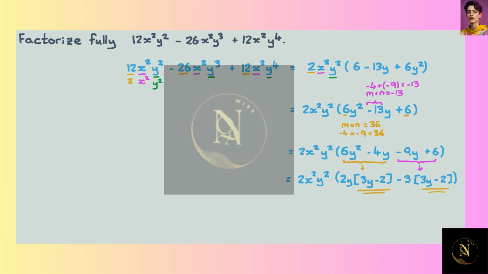We now want to take out the shared factor of 3y minus 2. This gives us the following expression. There are no shared factors in the terms of the linear factors, so we cannot factor any further. Hence, our answer is 2x squared y squared times 2y minus 3 times 3y minus 2.